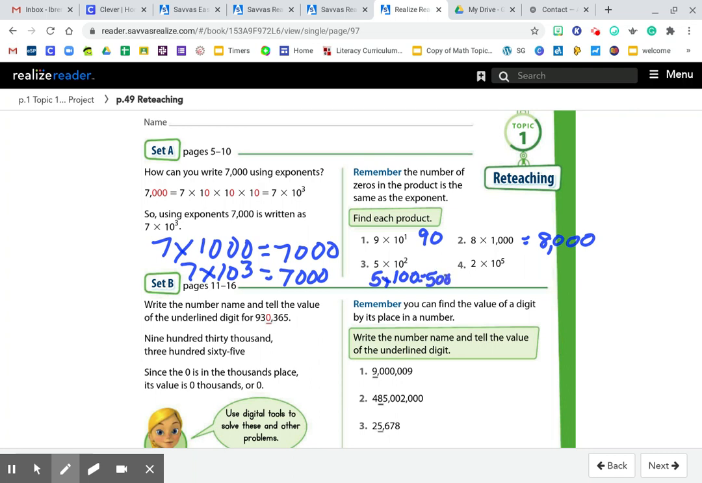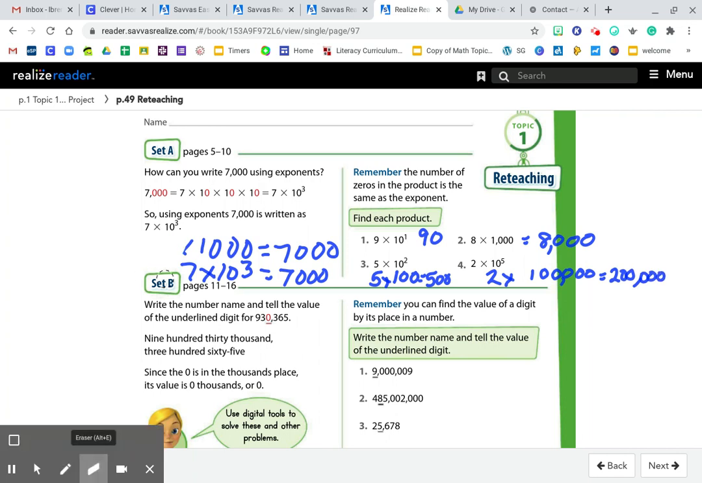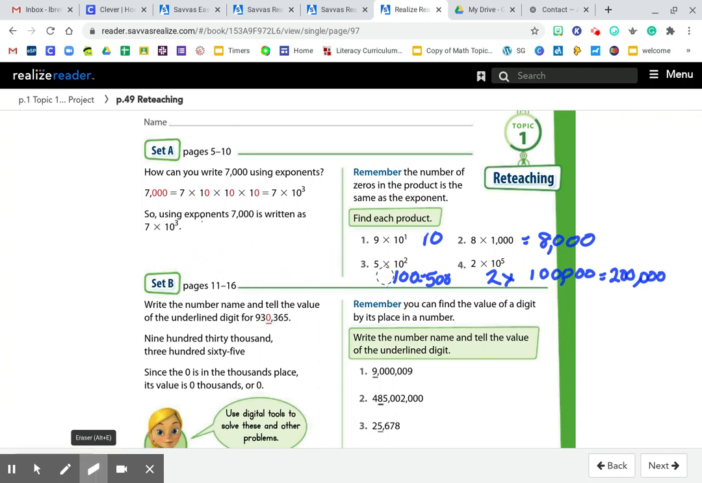10 to the fifth power is 5 zeros. So it's like 100,000. So 2 times 100,000 is 200,000. So that's a quick review of exponents. If you feel you need more review of exponents, you can always go back to your textbook and do the homework pages that are in there, because we did not assign them. So that's a good place for you to review.